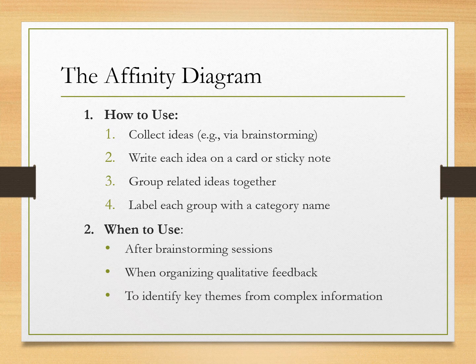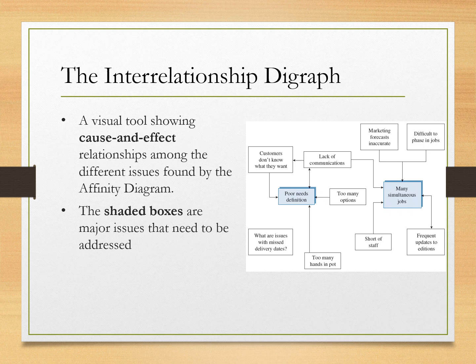Let me give you a real example. Imagine you work at a restaurant and you are analyzing customer feedback. You might group complaints into categories like food quality, service speed, cleanliness, and atmosphere. See how that immediately gives you a clear picture of where to focus our improvement efforts, and that's the power of the affinity diagram.